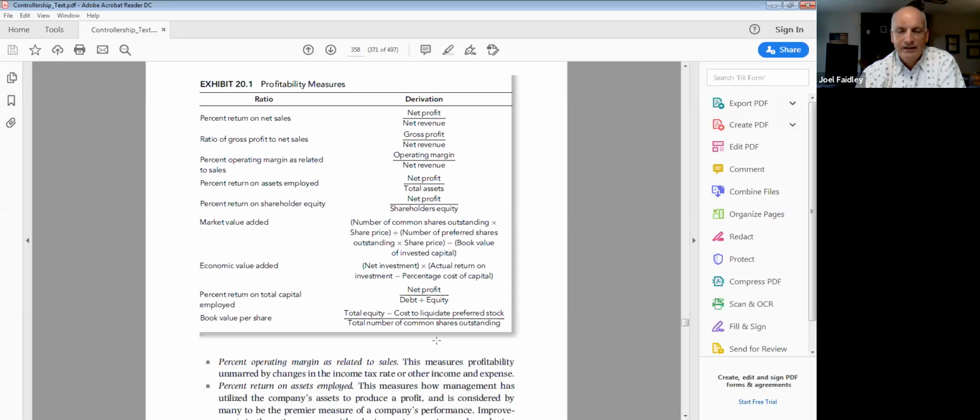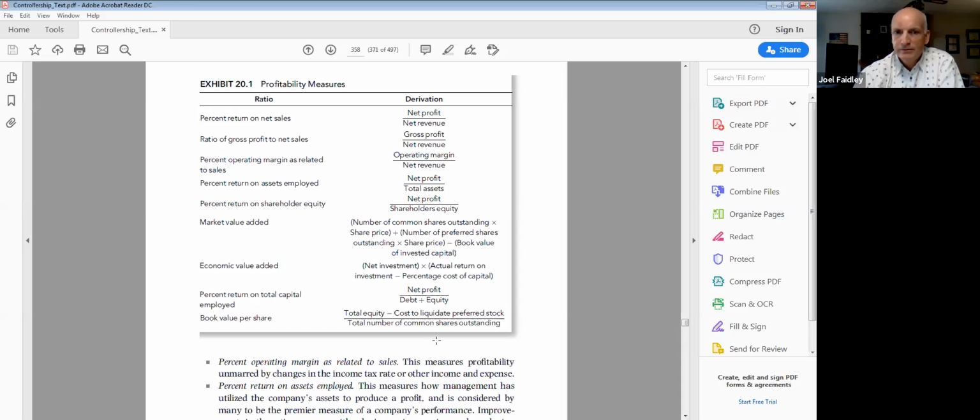Sometimes I think we ought to do that again in 3020 and again here in this class, because a lot of the stuff is pretty basic. But they break this down into the various areas. The first is profitability measures. There on page 358. Return on net sales, pretty straightforward. Return on or gross profit to net sales.